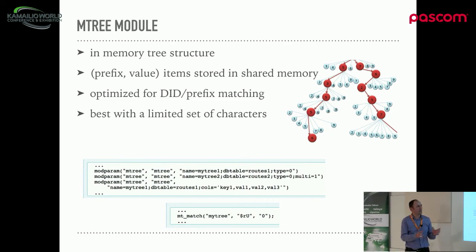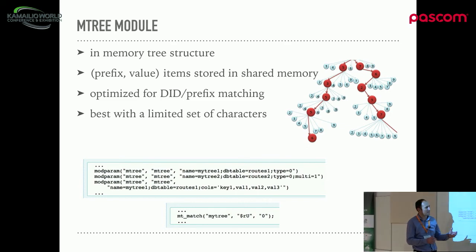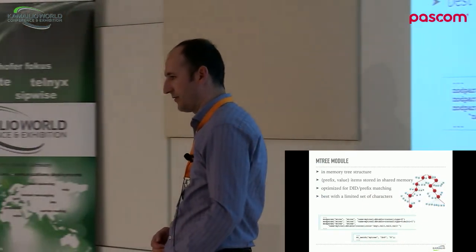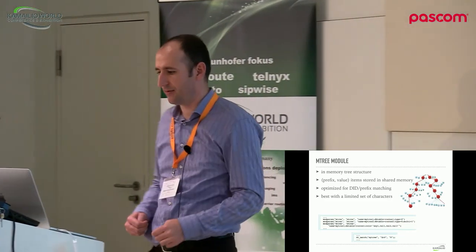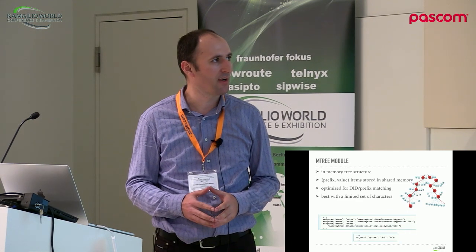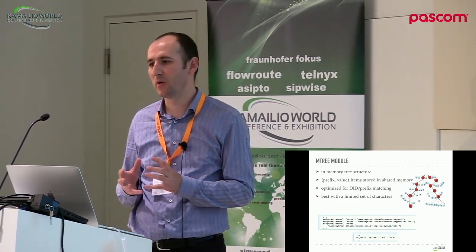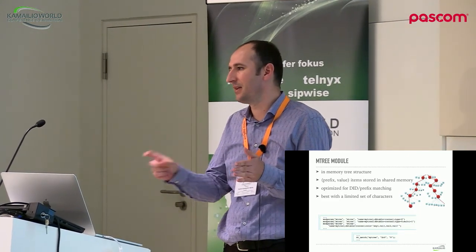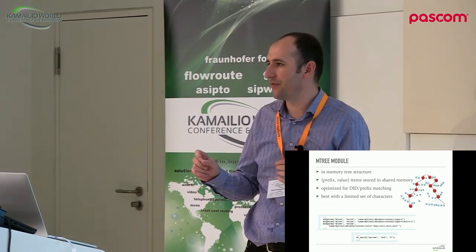Practically, with each prefix or number, you can associate a value, and that value is stored in a tree. When you do routing, you can match on this tree. Again, it's faster matching than a hash table, but suitable only when you have a limited dictionary, like numbers, which can be only digits, maybe a plus or a few other characters.